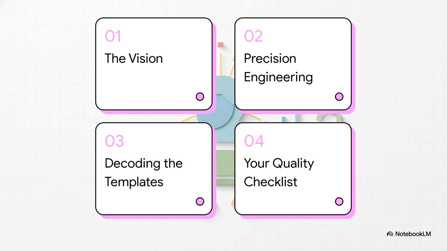So, here's our roadmap for getting there. First, we're going to break down the vision itself. Then, we'll get into the method, what I'm calling precision engineering. After that, we'll decode some really powerful templates. And to wrap it all up, I'm going to give you a super simple quality checklist to make sure your prompts are perfect every single time.